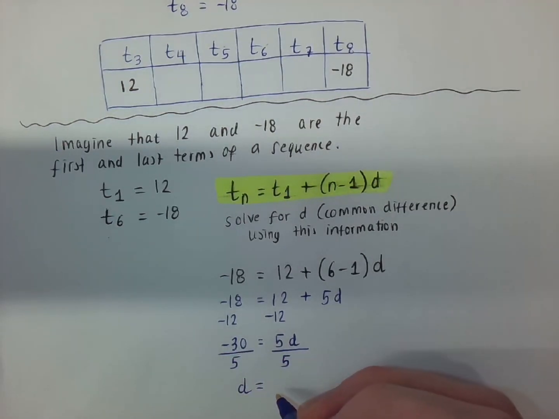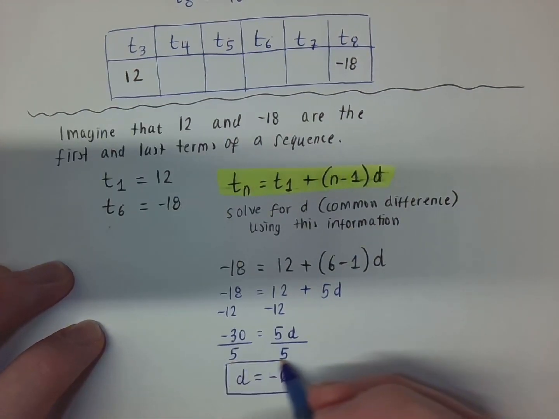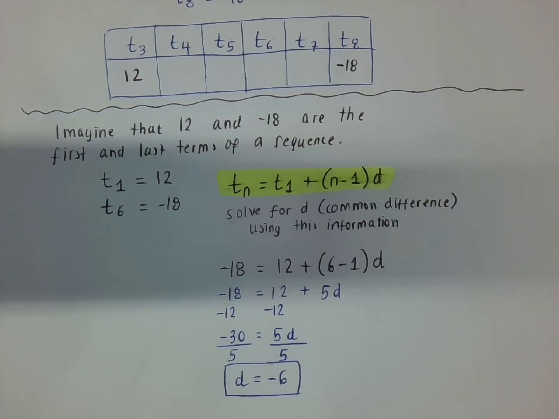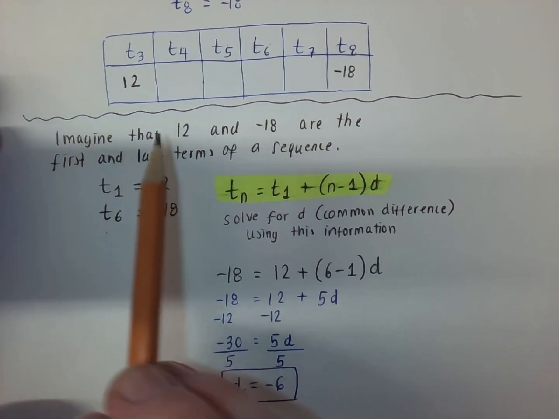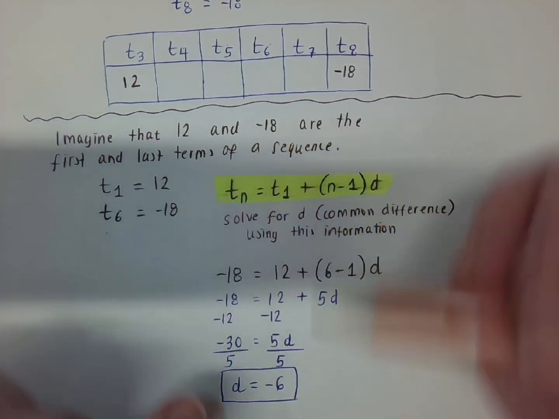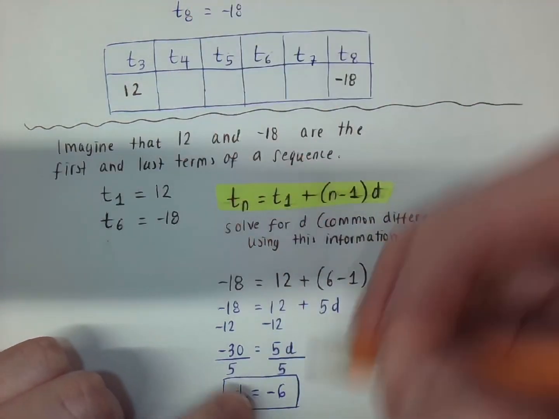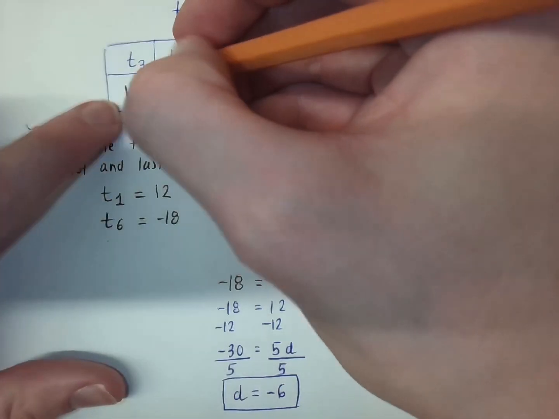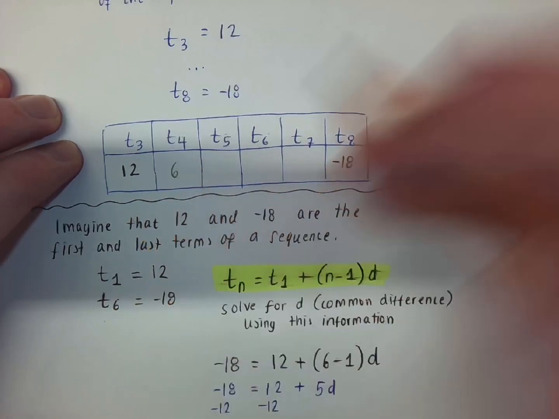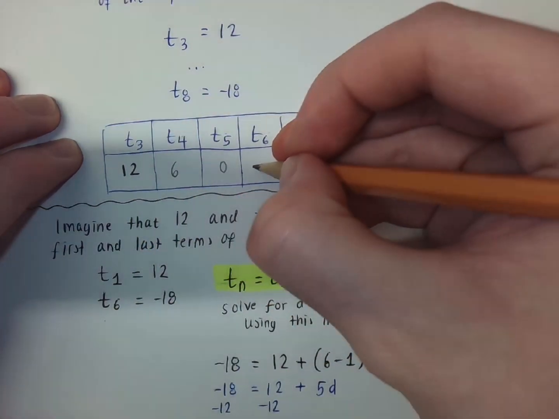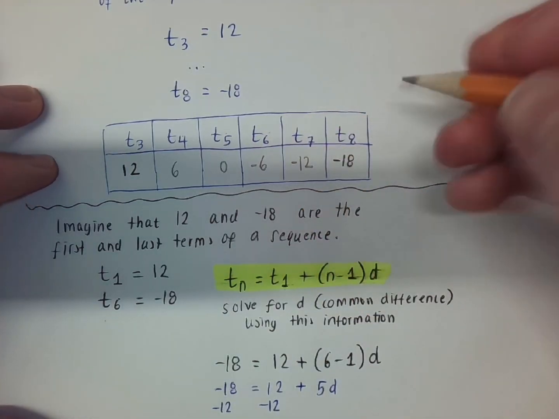D equals negative 6. And that most likely is going to work out totally cool. Even though we were kind of imagining that 12 and negative 18 are the first and last terms of the sequence, it does apply here. So if D is negative 6, then this would be 6, because I'm going down 6 every time. This should be 0. This would be negative 6. This would be negative 12. And this would be negative 18. So that works out.